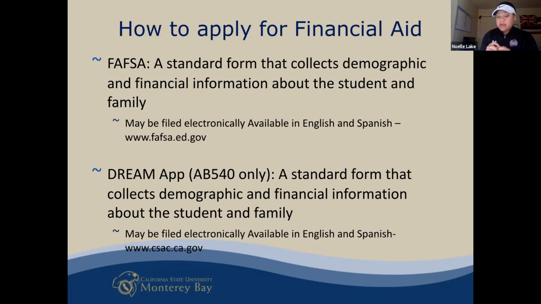Now, here's a little tricky part. I do see a lot of incoming transfers when they do their FAFSA, they always put the previous institution and forget to put CSUMB if you're coming in, or they place CSUMB on the next academic year. Unfortunately, that is incorrect. So if you're coming in to CSUMB, for example, for the spring semester, just keep in mind it's still the current academic year. So it'll be the 2020, 2021 FAFSA application. Now, if you're coming in the fall of 2021, then it'll be the FAFSA application or DREAM Act application for 2021 and then 2022.